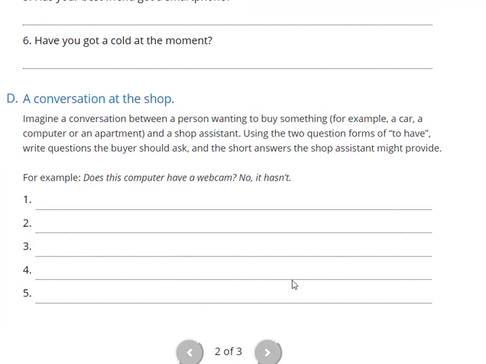Conversation at the shop. Imagine a conversation between a person wanting to buy something, for example, a car, a computer, an apartment, and a shop assistant. Using the two question forms of to have, write questions the buyer should ask and short answers the shop assistant might provide. For example, does this computer have a webcam? No, it doesn't. No, it hasn't. This is curious.